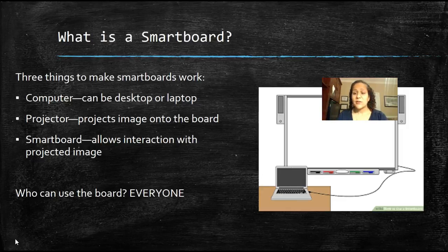What is a smart board? A smart board is made up of three parts. You have a computer, you have a projector, and you have the smart board itself. The computer can be a desktop or laptop. The projector projects the image onto the board, and the smart board is the meat of the system. It allows interaction with the projected image.